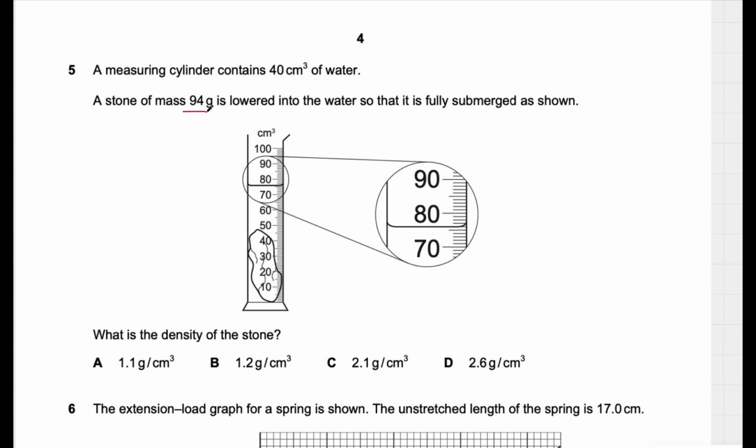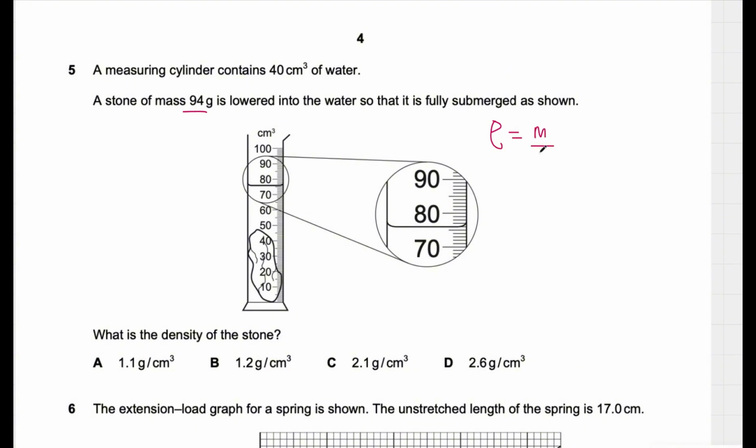Okay, let's take note of that. It is lowered into the water so that it's fully submerged as shown. What's the density of the stone? To get the density of the stone, density is mass over volume. We already know the mass, right? Mass over volume.